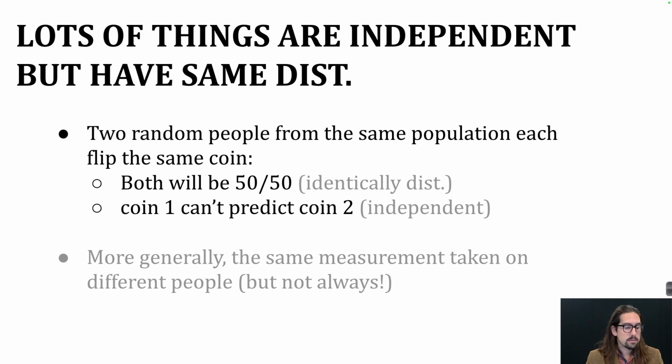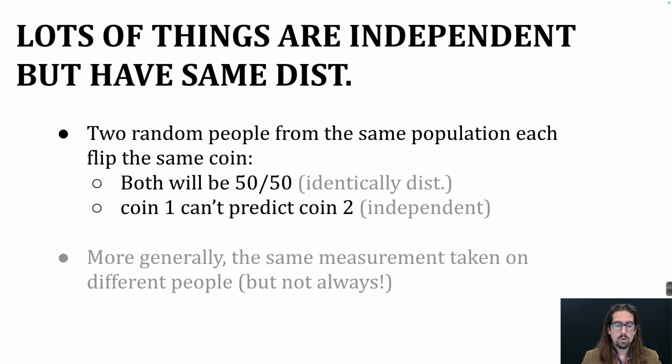So if I'm looking at the distribution of that random variable, if I draw these two people, they're both being drawn from the same population. So if I say, what's my best guess as to whether this person flipped heads or tails, it's 50-50. What about for that person? Also 50-50. So they have the same distribution, but it's also reasonable to assume that what one person flips for their coin has nothing to do with what the other person flips. So they're independent in this case, but they have the same distribution.